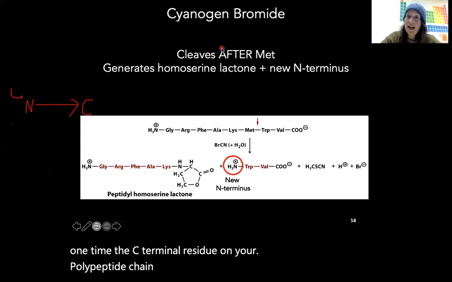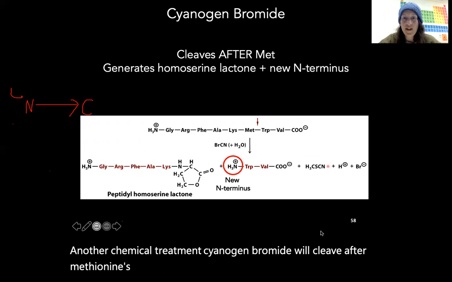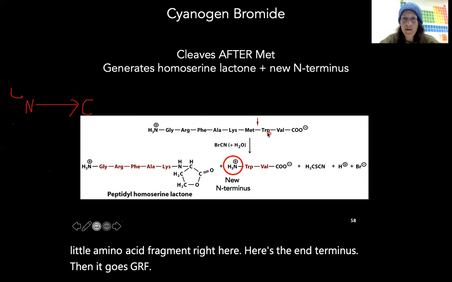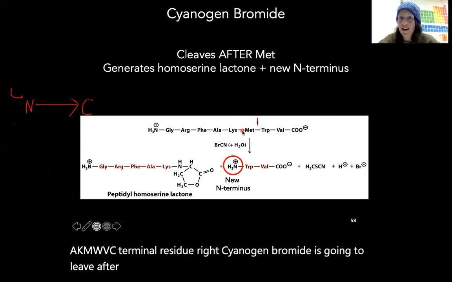Another chemical treatment, cyanogen bromide, will cleave after methionines. Okay, so if we have a slew, here's our little amino acid fragment right here. Here's the N-terminus, then it goes G, R, F, A, K, M, W, V, C-terminal residue, right? Cyanogen bromide is going to cleave after methionine, not before methionine, after.